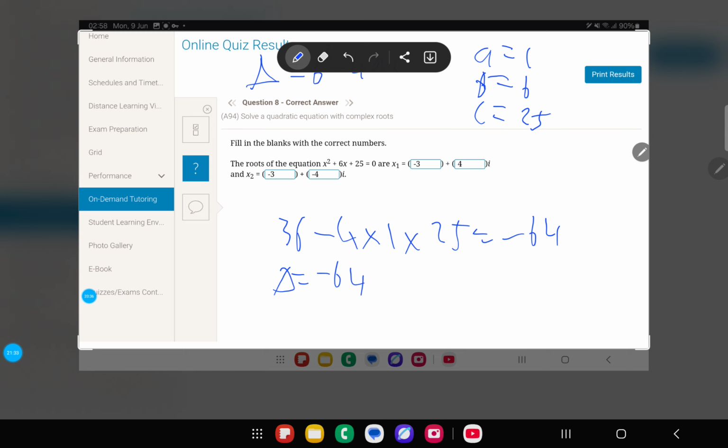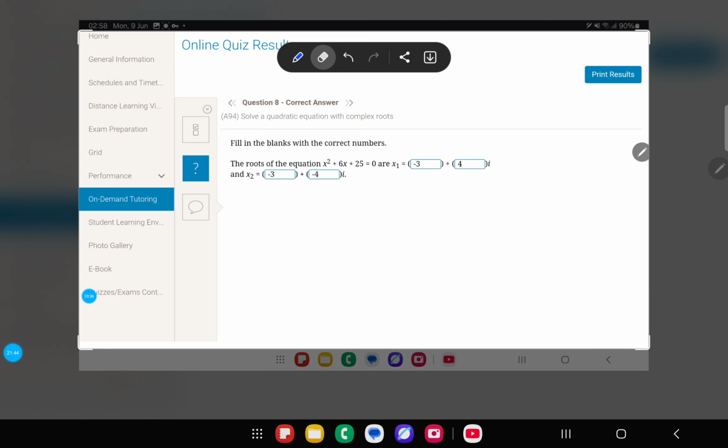And remember, when it's negative, it means it's complex. So you put it as delta equals 64i squared. That's delta. Now we use the second part, which is negative b plus minus radical delta over 2a. Negative b, which is negative 6, plus minus radical delta, which we got as 64i squared, over 2a, which is 2 times 1, which is 2.